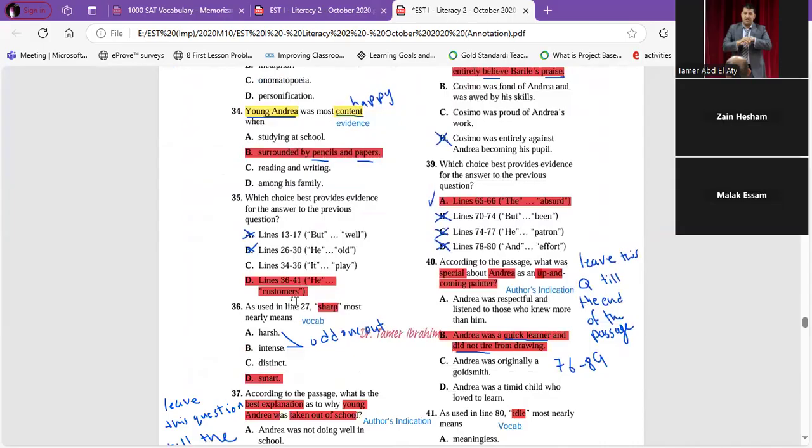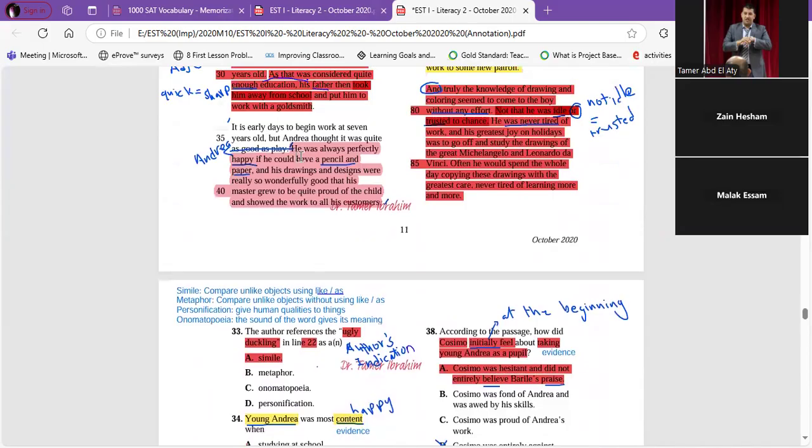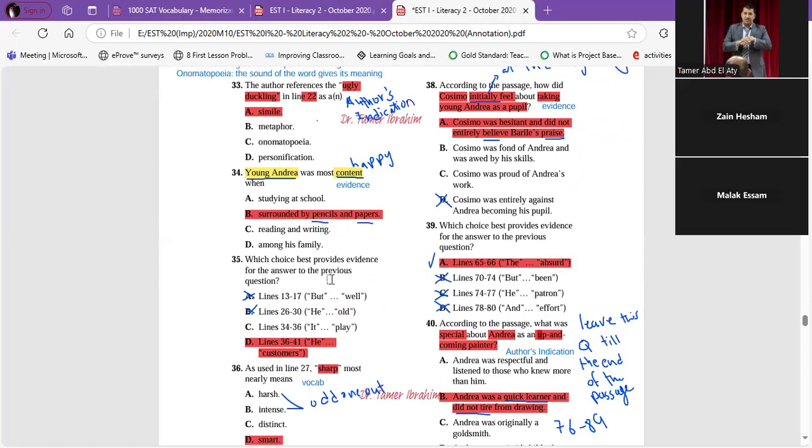Let's go to the last one. From 36 to 41, from he till customers. From he till customers. There is he. We need to take a sentence before. We can't. Why? Because that was included in the evidence before. He was always perfectly happy. Content. And here we talk about Andrea. If he could have a pencil and a paper, and his drawing and design were really so wonderfully good that his master grew quite proud of the child and showed the work to all his customers. Yes, so he's going to be happy if he has pencils and papers. The same thing that was mentioned.